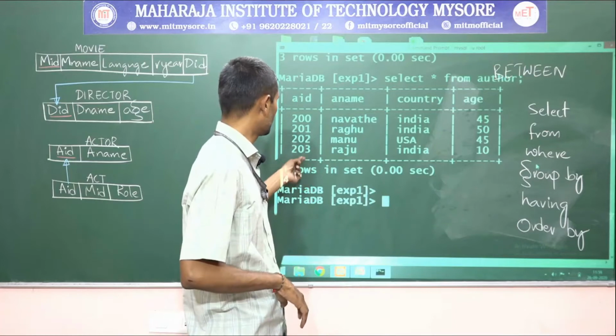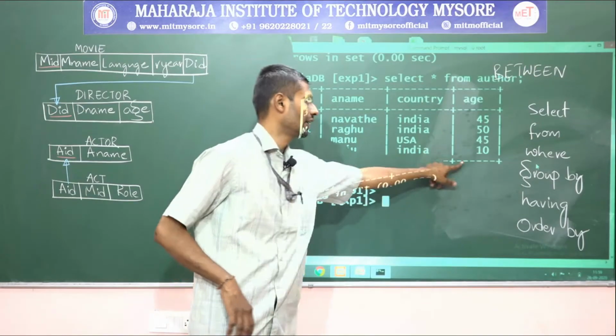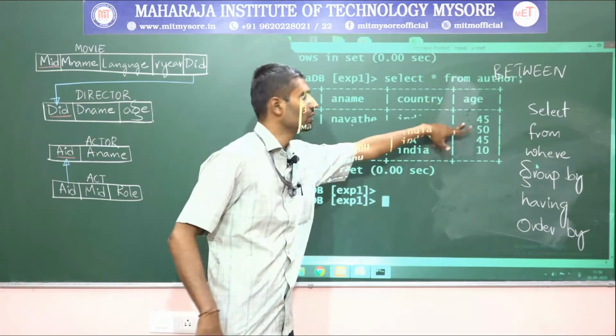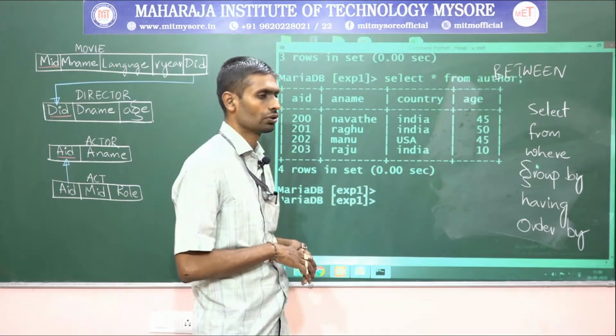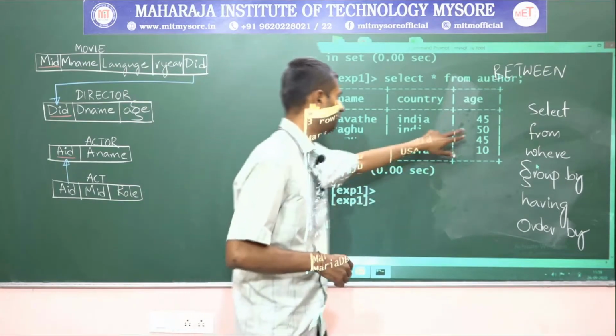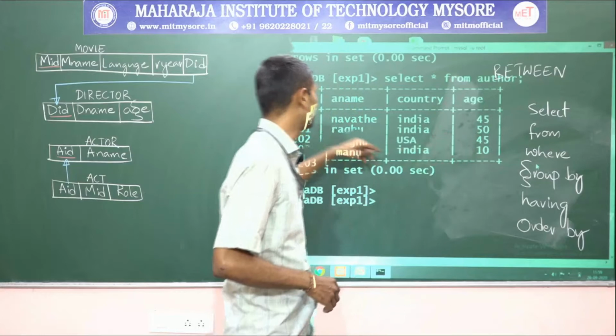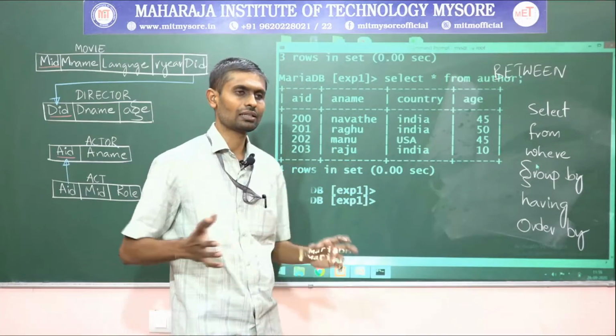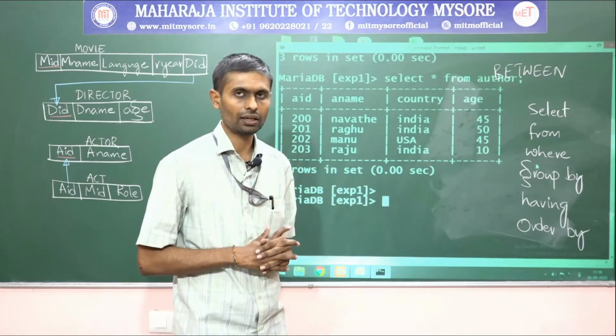So in sorted order, 203, Raju, India, 10 should come first, then between these two 45, anyone is okay, no issues, because both of them have the same value, same age. Then after this 50 next, that is the Raghu as the last tuple. This is what such a sorted order I want.